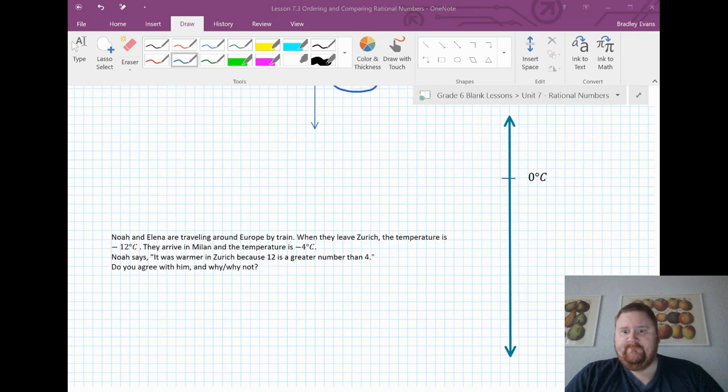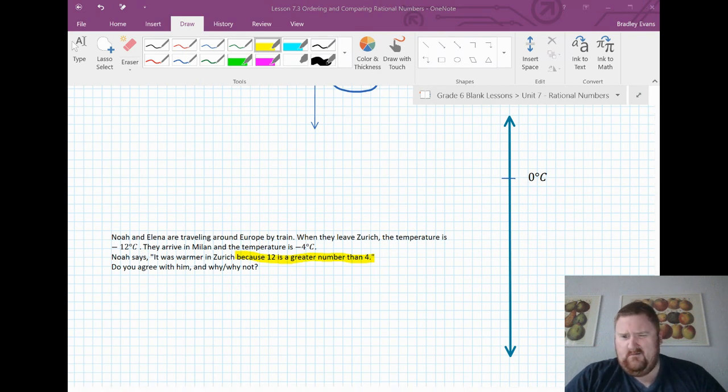How did you go? Our next problem asks us to think about negative numbers with temperature. So Noah and Eleanor are traveling around Europe by train. Lucky them. When they leave Zurich, the temperature is negative 12 degrees Celsius. They arrive in Milan, and the temperature is negative 4 degrees Celsius. Noah says, it was warmer in Zurich than Milan because 12 is a greater number than 4. Do you agree with him? Pause the video and let me know.